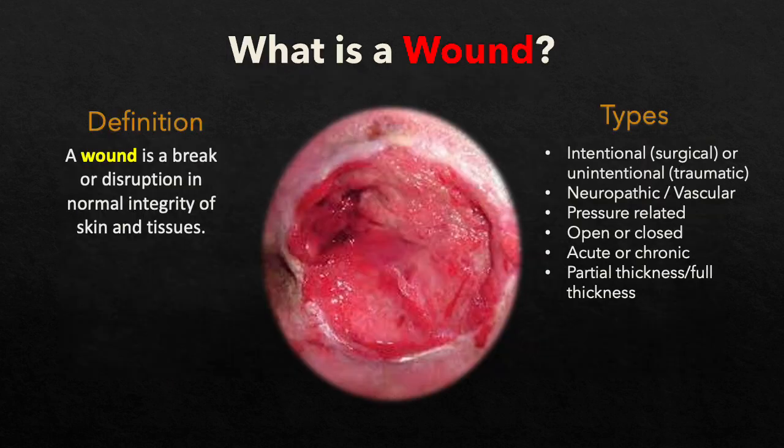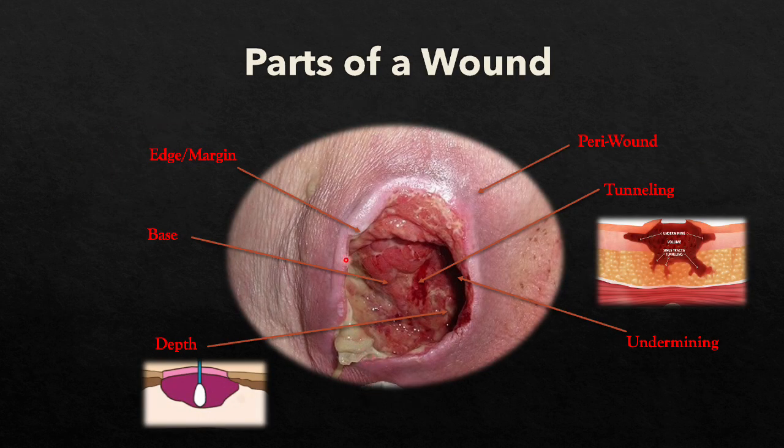Types of wounds. What is a wound? By definition, a wound is a break or disruption in normal integrity of skin and tissues. There are different types. We have intentional or unintentional, neuropathic or vascular, pressure-related, open or closed, acute or chronic, partial thickness or full thickness. The parts of the wound include the wound base, the edge or margin of the wound, the depth of the wound, measured by a Q-tip applicator, the peri-wound, which is about 4 centimeters surrounding the wound edge, any tunneling, or any undermining.